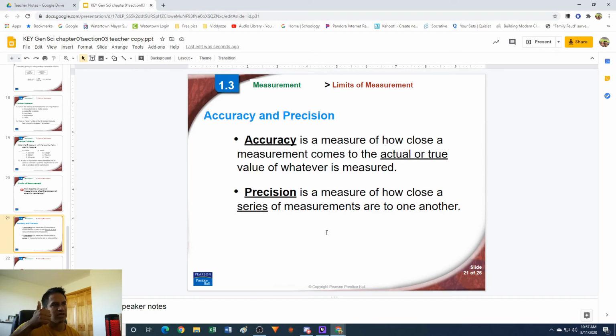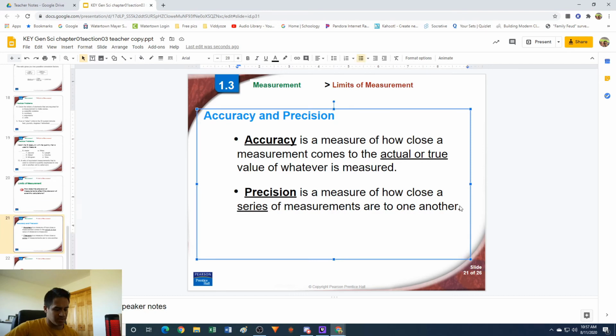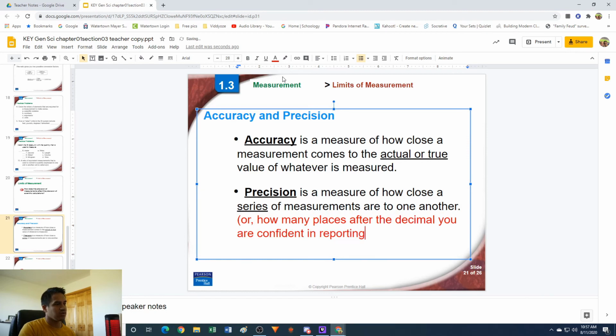Accuracy is a measure of how close you are to an actual or true value of what you are trying to get. Precision, on the other hand, is how close a series of measurements are to each other, or another way to put it, and this one isn't worded in here, but I'm going to put it in here. We'll do it in red. We'll say, or how many places after the decimal you are confident in reporting.